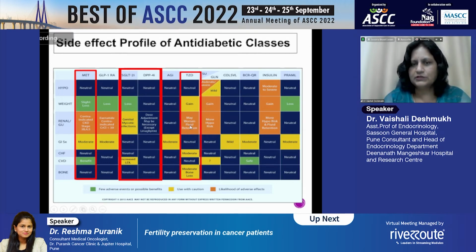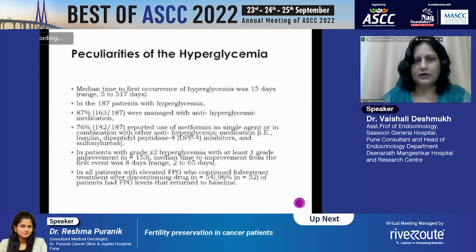So if in case you have coexistent side effects of alpelisib, it is better to avoid oral drugs and think of using insulin in such patients because you might worsen these side effects in the bargain. What are the peculiarities of this hyperglycemia? The peculiarity is that the first occurrence is seen within 15 days. It's on an average from 5 to 500 days. So it can occur at any moment of time.